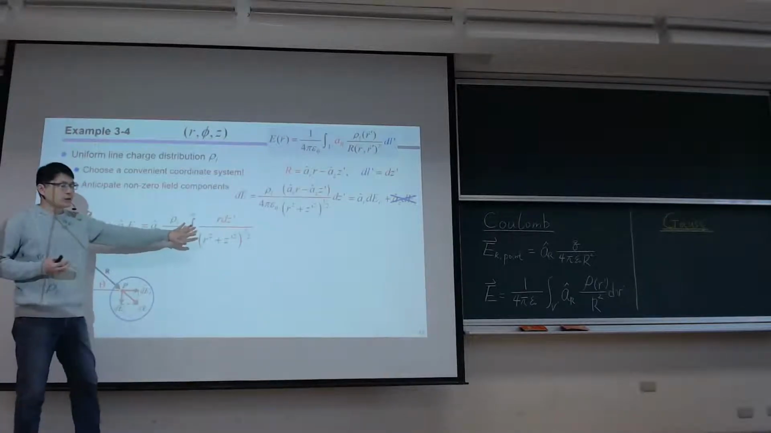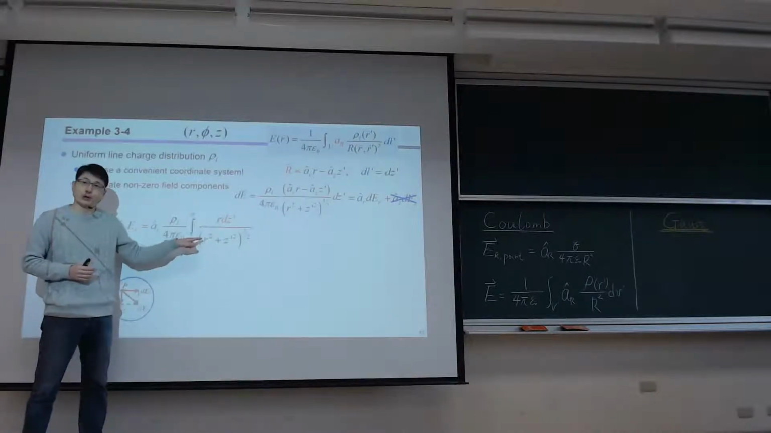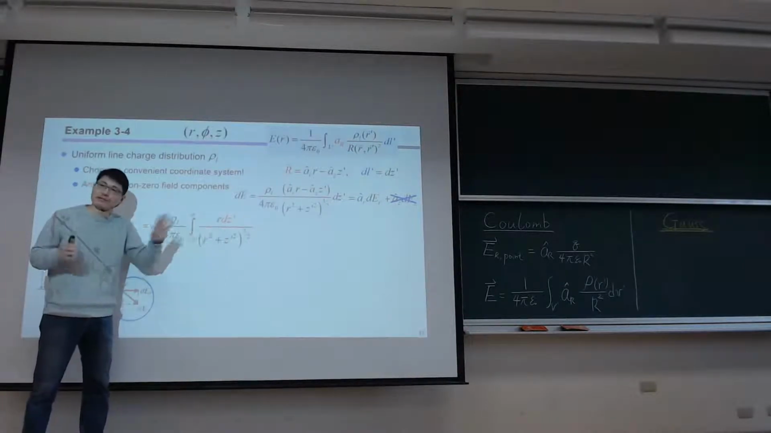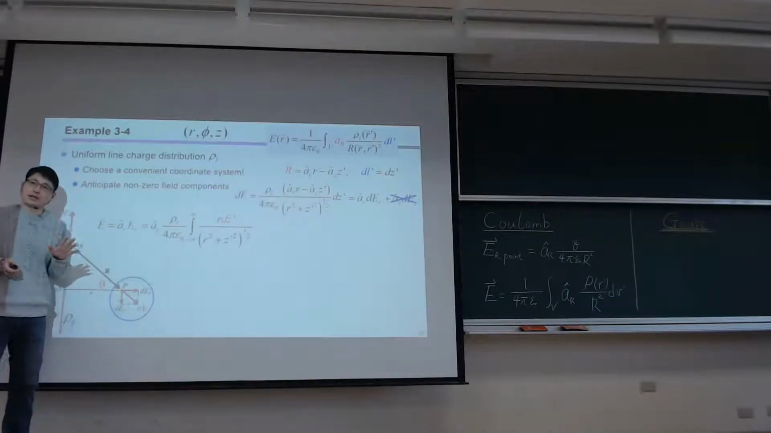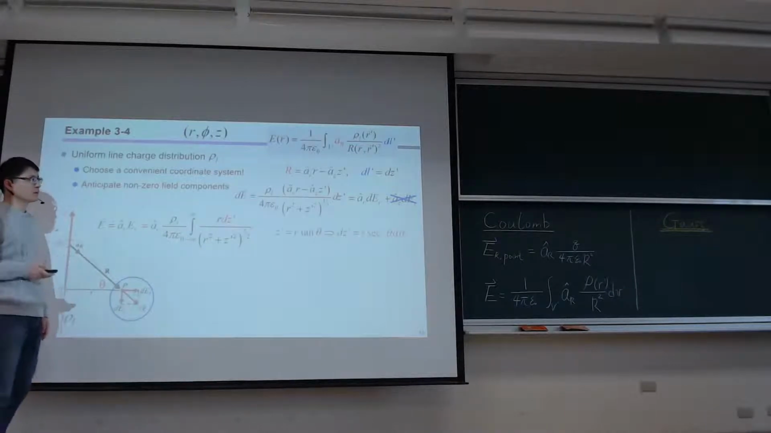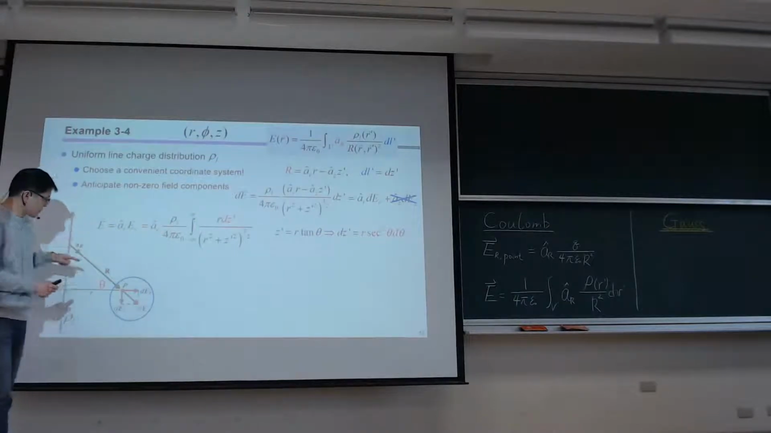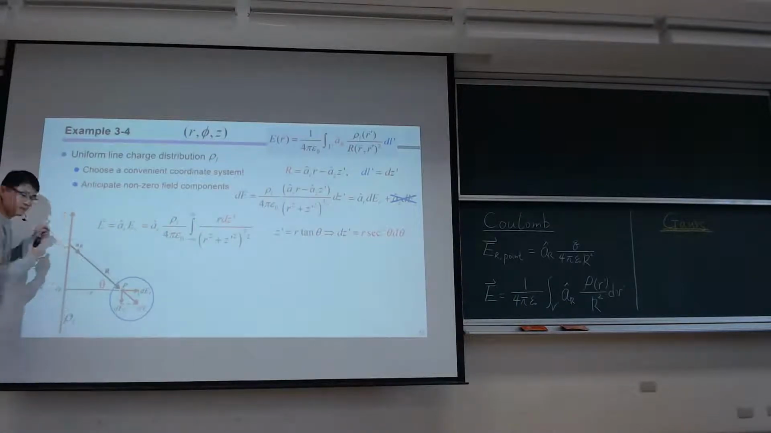Now, limited by our mathematical skill, we don't have a way to directly integrate this type of integrand. So now we rely on trigonometry, which is what we learned in high school or junior high school. We can convert this problem into trigonometry because we have a triangle here. So z prime divided by r is tangent theta. All you have to do is define the angle.